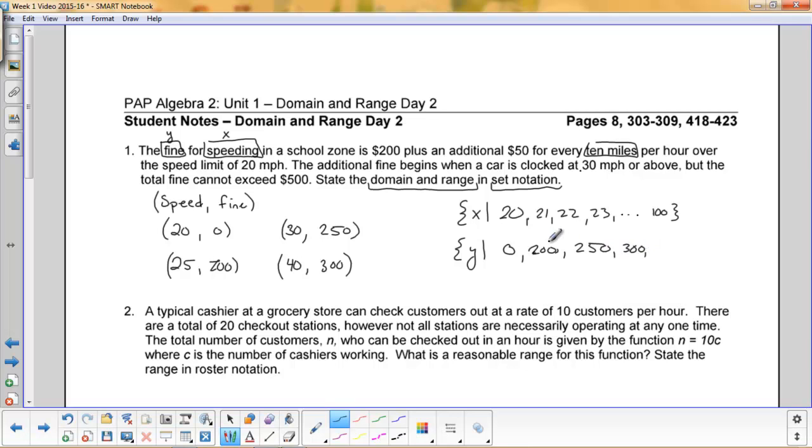Now you have a reasonable understanding that they were counting by 50s every time, so I'm going to put that continuation, dot, dot, dot. And now this is a very important part of our range. Can't go any more than $500, no matter how fast we're going. And there's your domain and range.